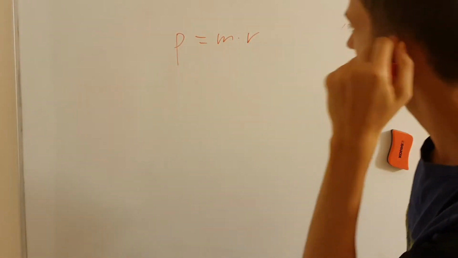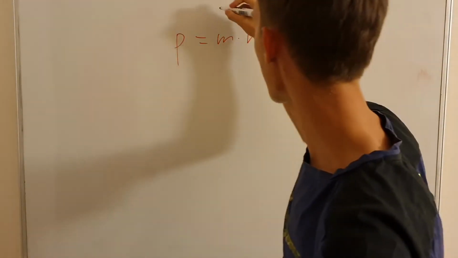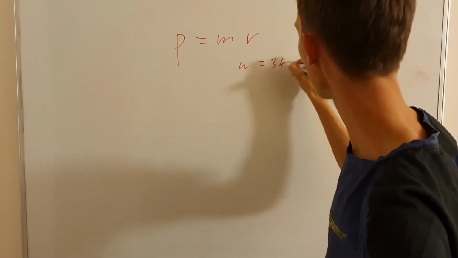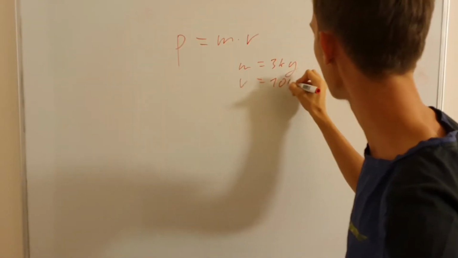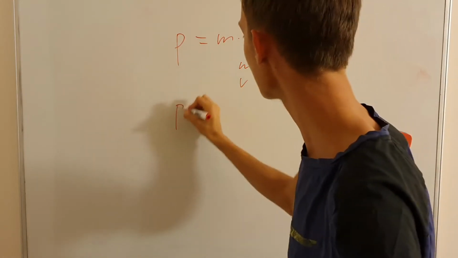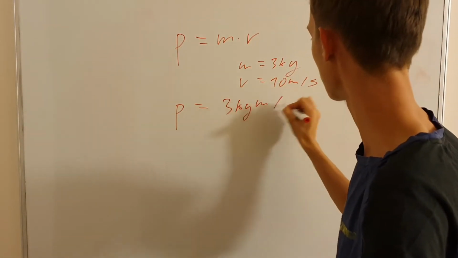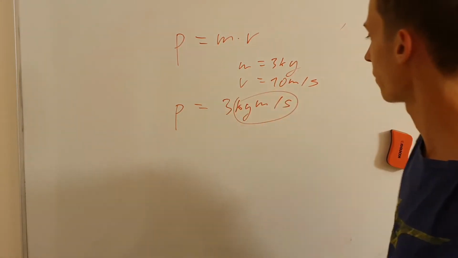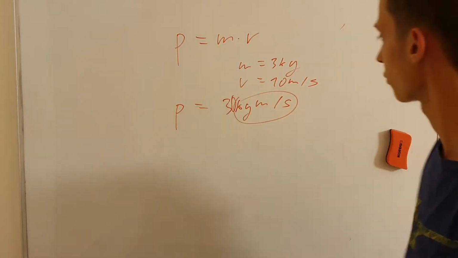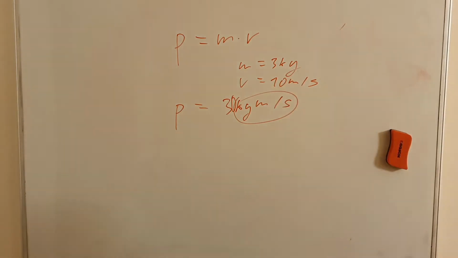Momentum is simply denoted as p, and it is equal to mass times velocity. Alright? So let's say I have an object with a mass of 3 kilograms and its velocity is 10 meters per second. Well, its momentum at these quantities will be 30 kilograms meters per second. This is the unit for momentum. Alright? 30. And so this is the idea of how things are counted.